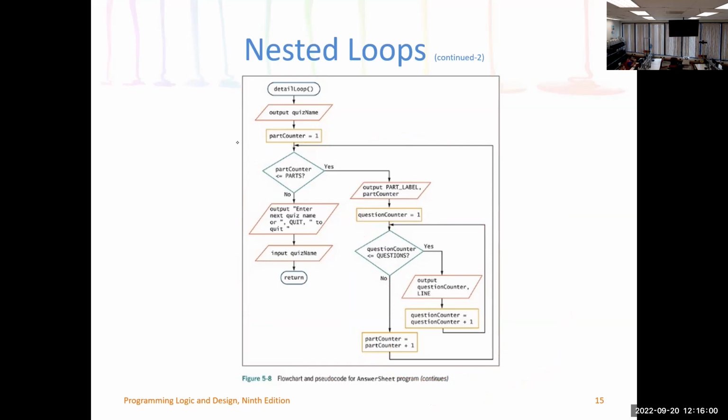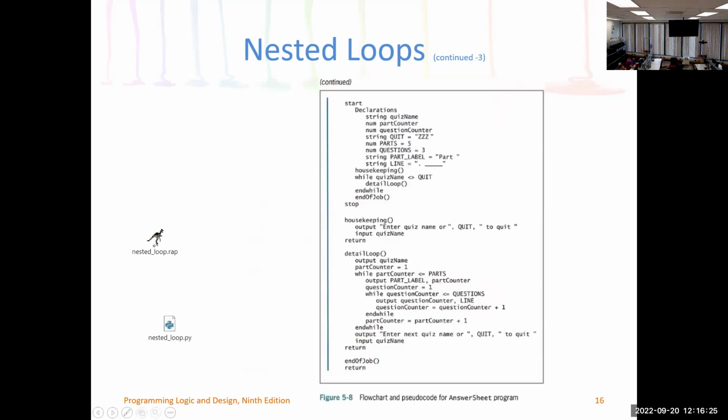So for this one, you have a nested loop. The question counter is inside the part counter here. For each one, you do it 1, 2, 3. If it's 3, exit, go back to this one, and move to the next one. For this one, you do it 5 times. This one, you do it 3 times. So in total, you do 15 iterations. 15 times. Right? In order to do that, the interpreter principle here.